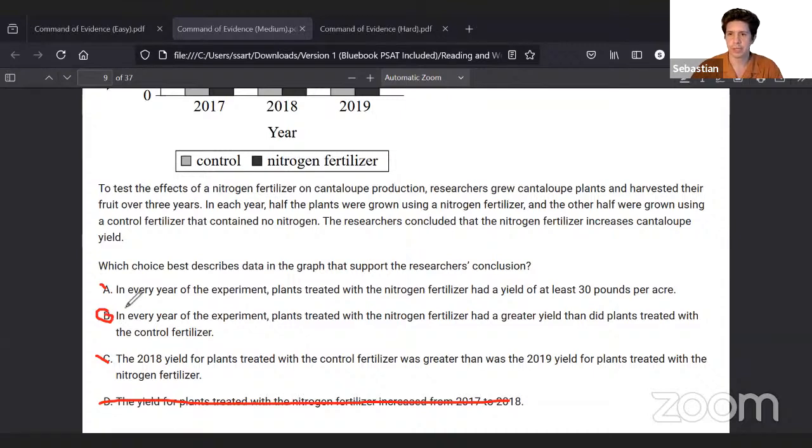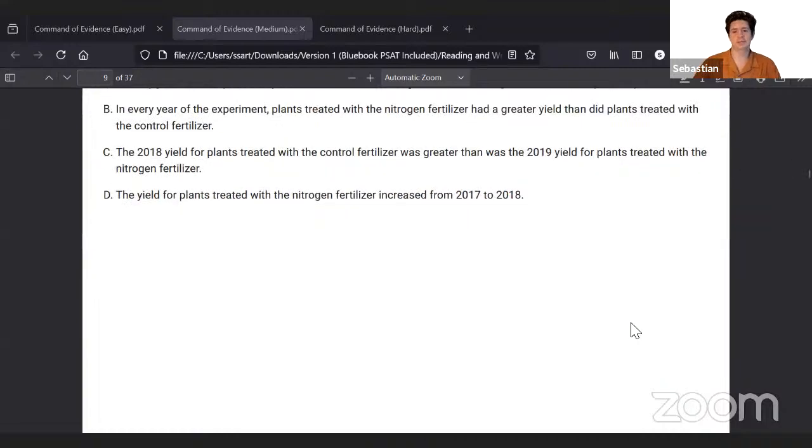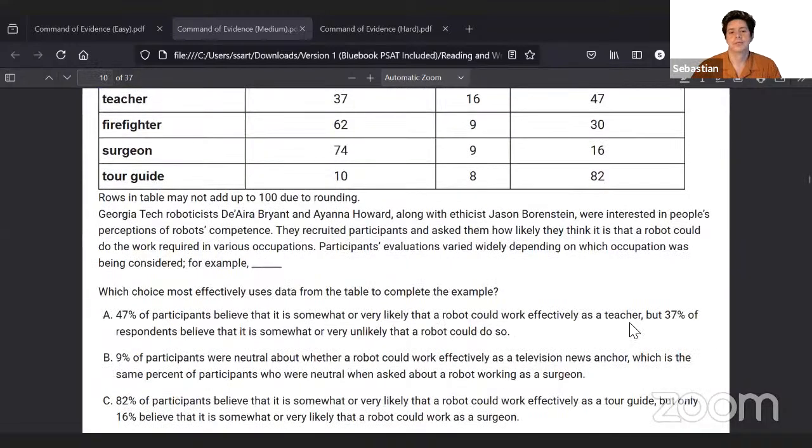All right, we'll do one last one, and then that'll be it for today. Rows and tables may not add up to 100 due to rounding. Georgia Tech roboticists Diara Bryant and Ayana Howard, along with ethicist Jason Borenstein, were interested in people's perceptions of robots' competence. They recruited participants and asked them how likely they think it is that a robot could do the work required in various occupations. Participants' evaluations varied widely depending on which occupation was being considered.